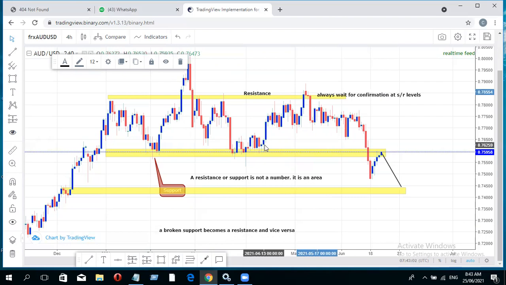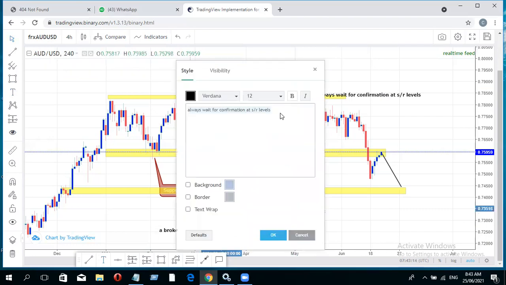So in our next video, we'll be talking about how to combine support and resistance with making entries. I don't want to make this video so lengthy. This is just the introduction to support and resistance. I don't want to make this video so lengthy so that it can be really understandable.